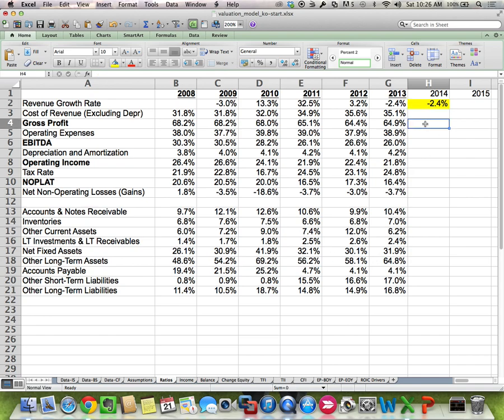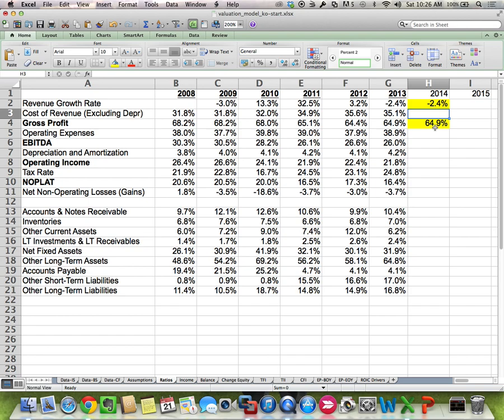Now, I'm going to make a choice. And by the way, this choice is different from the choice I made in previous semesters. The choice that I'm going to make is I'm next going to forecast gross profit, yellow. So here's the thing. I have to forecast either cost of revenue or gross profit, right? Because one gets me the other.